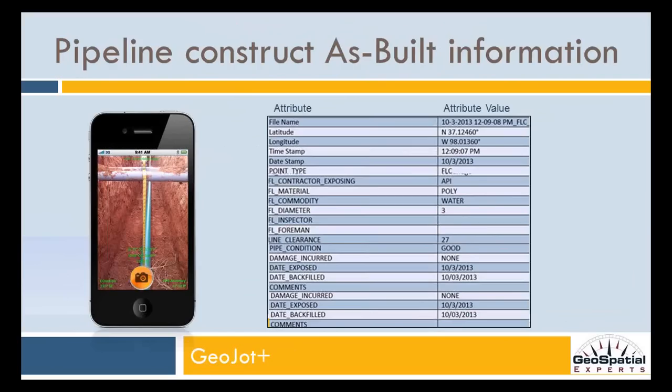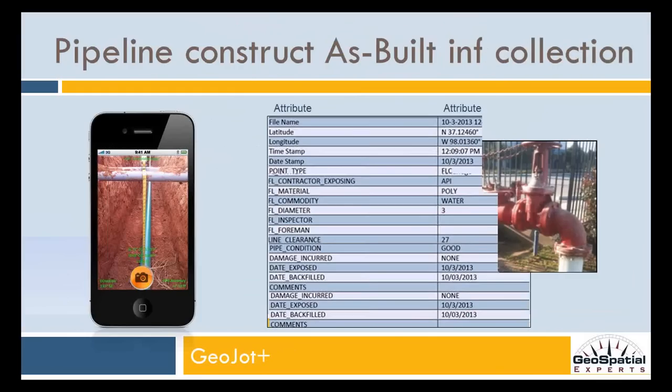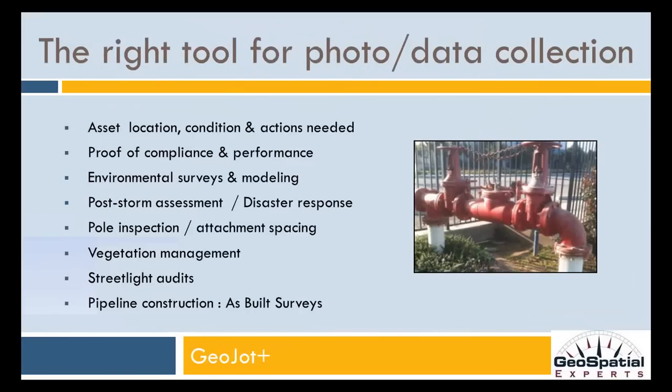Using GeoJot Plus has created a 10-fold time saving and has increased pipeline safety. GeoJot Plus data is more accurate, saving tens to hundreds of thousands of dollars during pipe installations and, of course, precious time in the event of a leak.